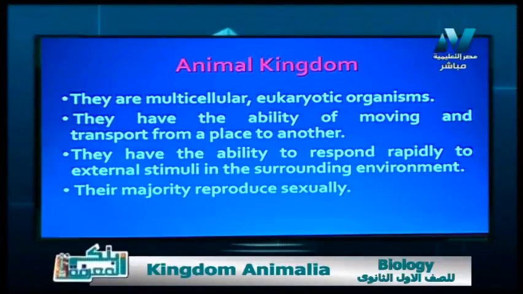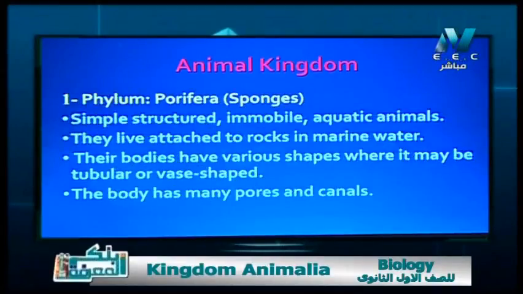They have the ability to move, which is the most significant characteristic in the animal kingdom. So the animals move and transport from one place to another. They have the ability to respond rapidly to external or even internal stimuli. External stimuli in the surrounding environment or internal stimuli inside their bodies. The majority of them reproduce sexually. The animal kingdom includes 9 phyla.